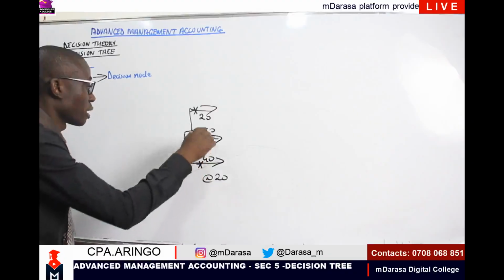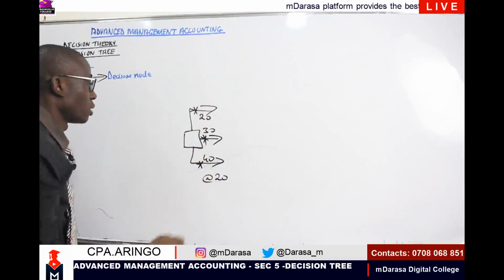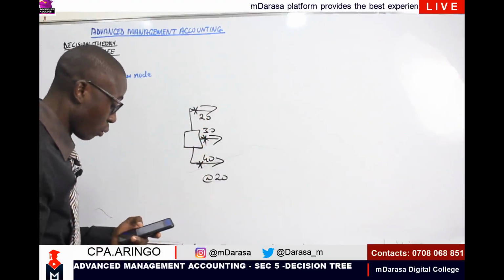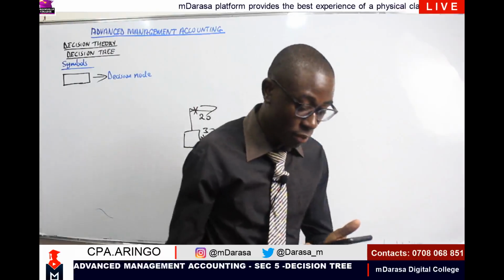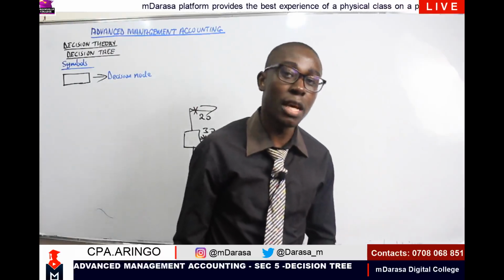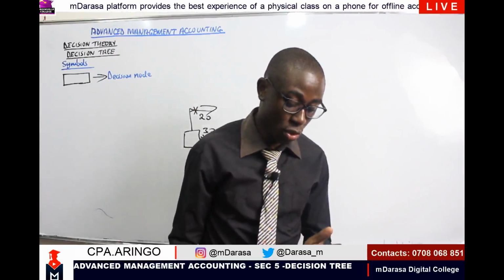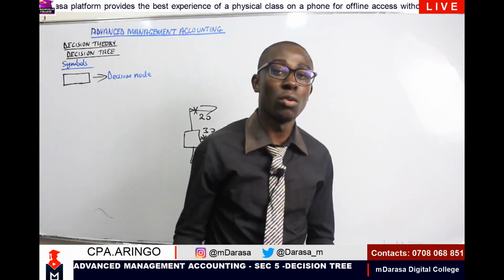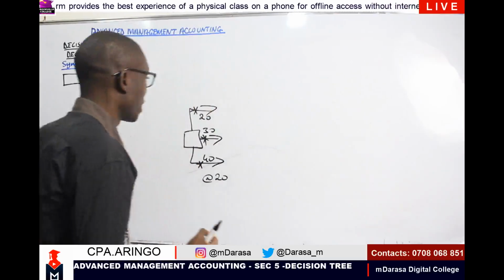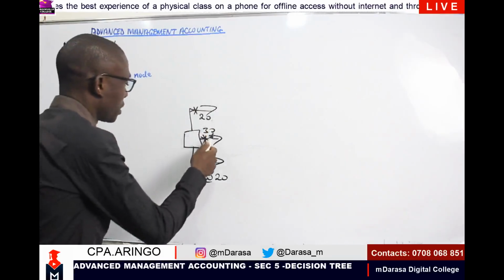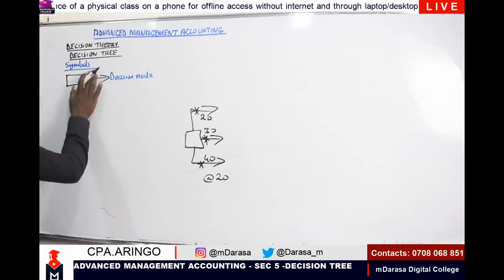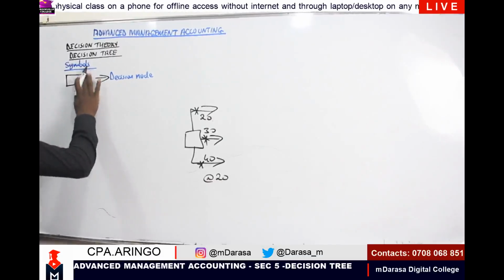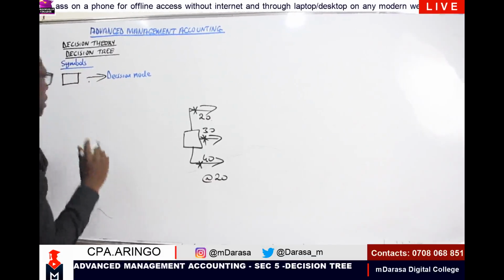This is what you term a decision node. These are points where choices exist between alternatives and managerial decisions. At this point we need to decide whether to sell my product at 20, 30, or even 40. On a decision tree you can represent it with a square.